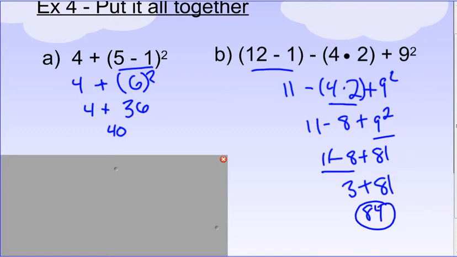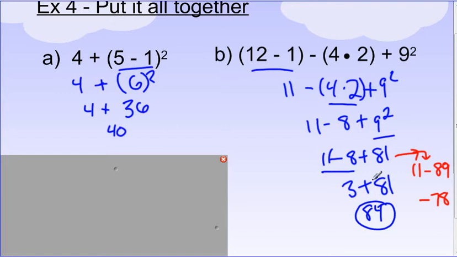If you made a mistake here, if you did this addition first, do it over here, you'd get 11 minus 89, and 11 minus 89 is a negative 78. So this is wrong. What's in blue is correct.